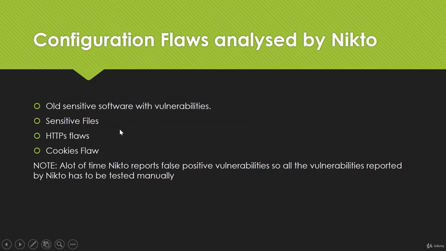Outdated software with vulnerabilities, sensitive files, HTTP flaws, and cookie flaws are some of the configuration flaws that are analyzed by Nikto. Also, you need to make sure that a lot of the time Nikto reports false positive vulnerabilities. So all the vulnerabilities reported by Nikto have to be tested manually. In some cases, Nikto may report an XSS vulnerability in a website, but that XSS turns out to be self-XSS. So in that case, Nikto gives us a false positive result.